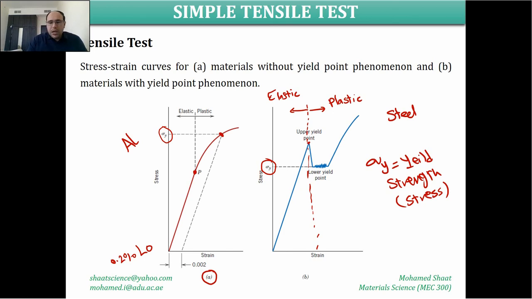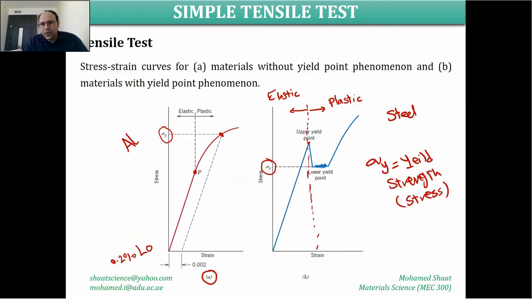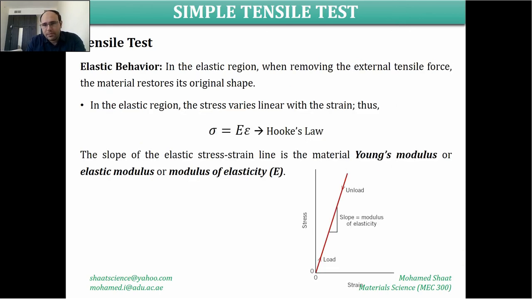Make sense? As we explained, there are lots of mechanical properties that we can derive from these curves. Some of these mechanical properties are the yield strengths, which distinguish one material from another. And I showed you here how we can identify the yield strength for a material without the yield point phenomenon or with it. It can be clearly seen in a material with the yield point phenomenon. For a material without the yield point phenomenon, we have to draw this line.